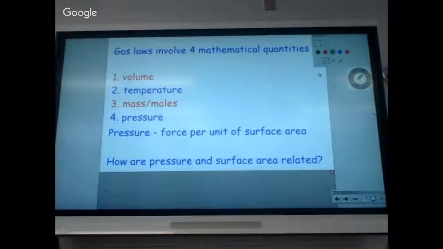All right. While we're standing here, what makes up our surface area? Our feet. Our feet touch the floor. Okay, so our feet touching the floor make up our surface area. All right, what makes up our pressure? Our weight. Our weight is our pressure. Our feet touching the floor is our surface area.